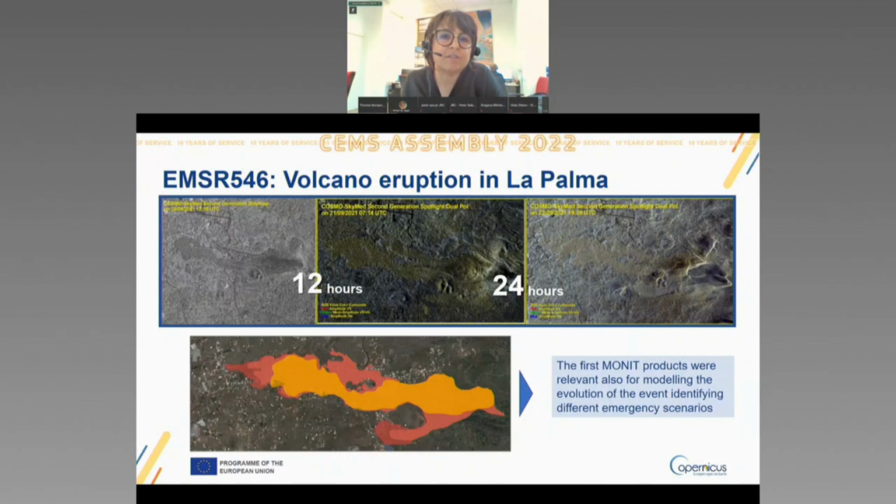So this is the evolution after the third delivered product, and again here the need to collect imagery very close to the beginning of the event, also because the first pictures of the extent of the lava flow were used for modeling the evolution of the event, identifying different emergency scenarios, in order to understand the potential impacted area due to the evolution of the lava flow.